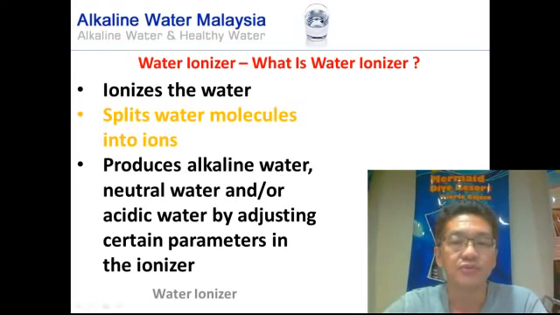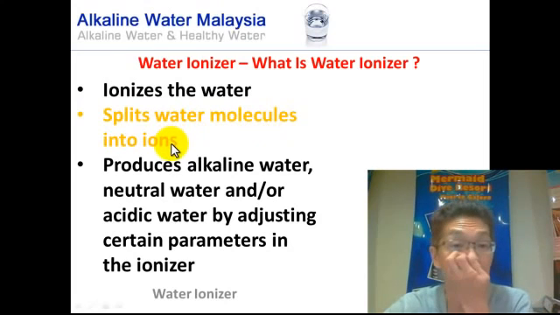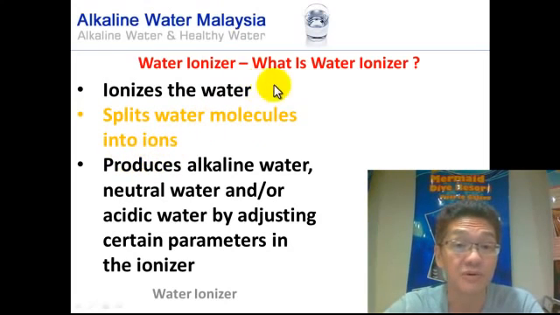Now, what is a water ionizer? We can say it ionizes water, but it doesn't tell much. It splits the water molecules into ions, and that's something. Basically, a water ionizer produces alkaline water, neutral water, and/or acidic water by adjusting certain parameters in the ionizer.